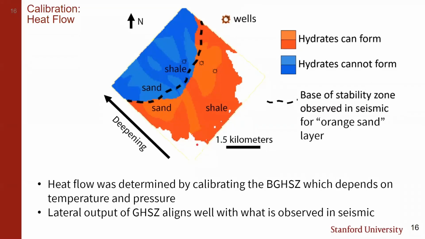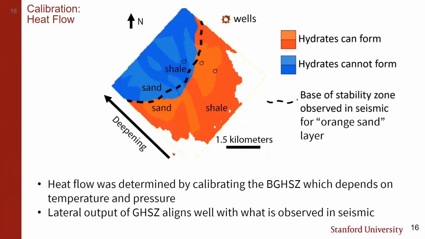To figure out which heat flow is most appropriate, we kind of tested out different versions so that the base of the gas hydrate stability zone aligns with what we see in seismic. Now, base of the gas hydrate stability zone, this means that in this area in red here, gas hydrates can exist because it's low temperature, high pressure conditions. In the blue, hydrates cannot exist because the temperature is too high.